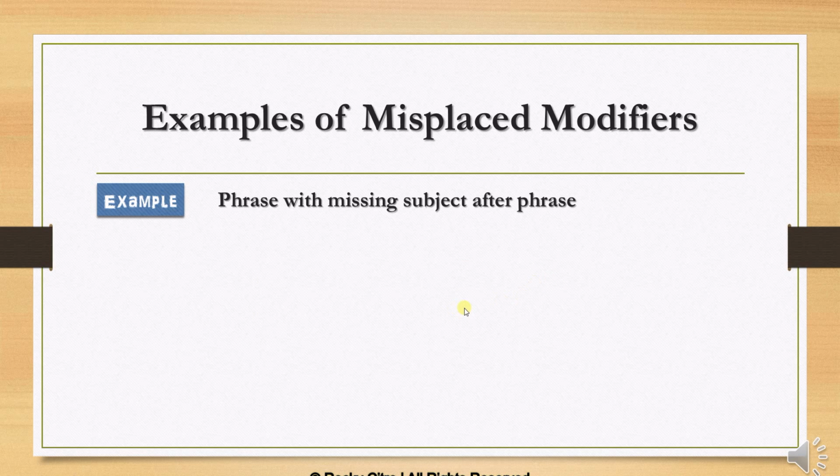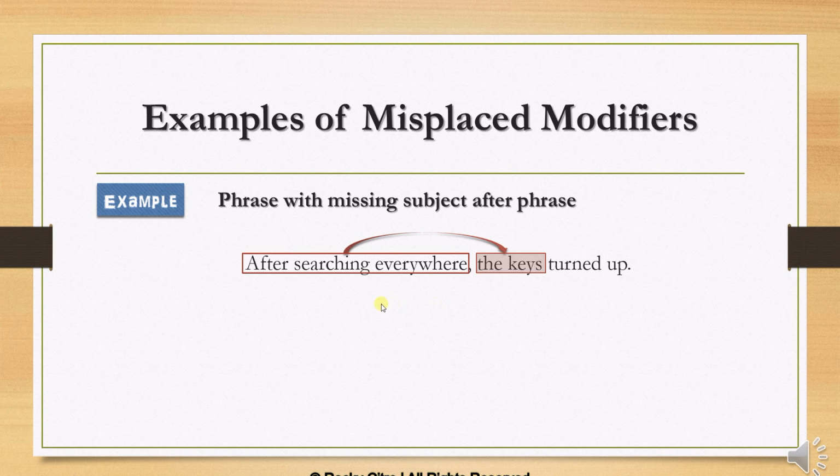Here's an example of a phrase with a missing subject after the phrase. That sounds a little confusing. I just realized as I was reading it. Okay, so: After searching everywhere, the keys turned up. Well, first we have to identify our phrase. Do we have to know that this is a prepositional phrase? No, we don't have to. But do we have to identify that there is a phrase? Sure. And so we have some collection of words here that's providing some detail or context to the rest of the sentence or to some specific part of the sentence. Okay, this phrase here, after searching everywhere, describes the next element, which is the keys. That means that the keys were actually running around doing the searching.